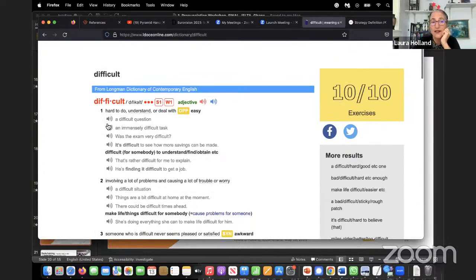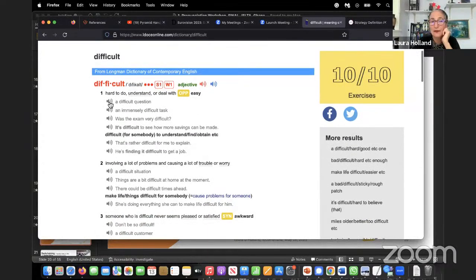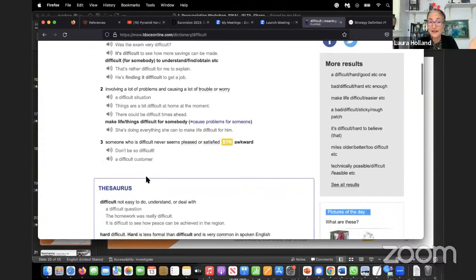Then we have examples with the sound. A difficult question. So it's not hearing just one word isolated, but hearing it more in a context and with the intonation. A difficult question. An immensely difficult task. Was the exam very difficult? It's difficult to see how more savings can be made. Okay, so this is a fantastic resource.